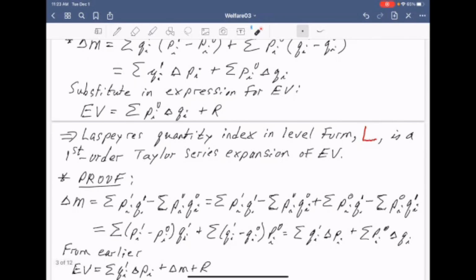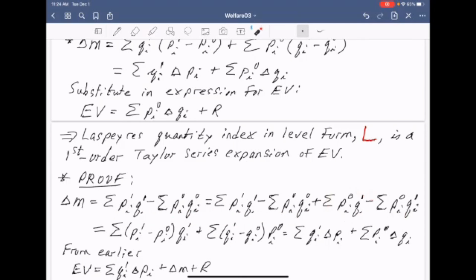Here we have delta M given by the prices times the quantities in the future situation minus the prices times the quantities in the current situation, the sums of those. And now we're going to add and subtract this particular term. Here, we're going to add that and subtract it again. So we have this expression, the first two terms, and we add and then subtract that same term here.